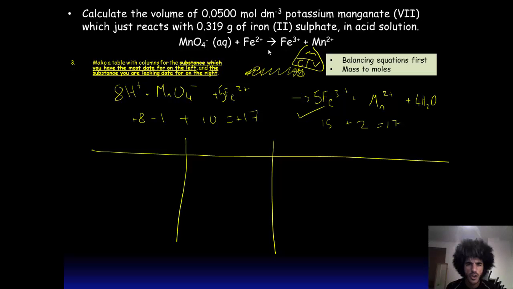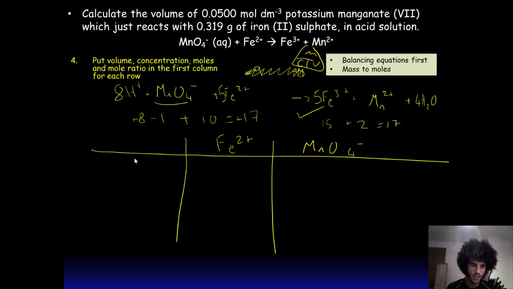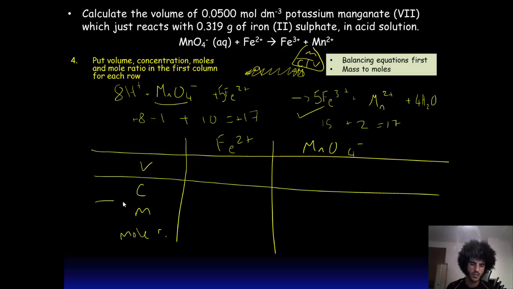Now the information I've got, this is a bit trickier. Let's work out what I want to find out. I want to find out the volume of potassium manganate. Now manganate must be MnO4, so I want to find out something about this. I've got the mass of iron sulfate. Now, iron is Fe2+, so I'm going to put Fe2+ there. I'm going to put volume, concentration, and moles there, and then obviously mole ratio there. And just put my lines through my table.